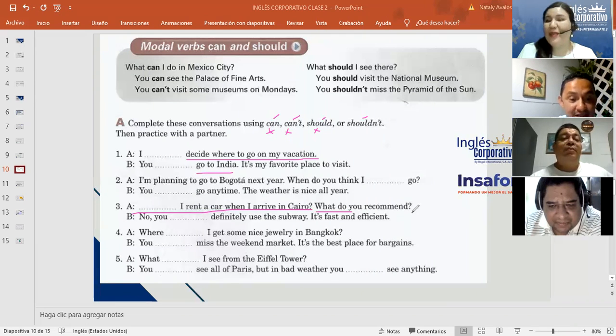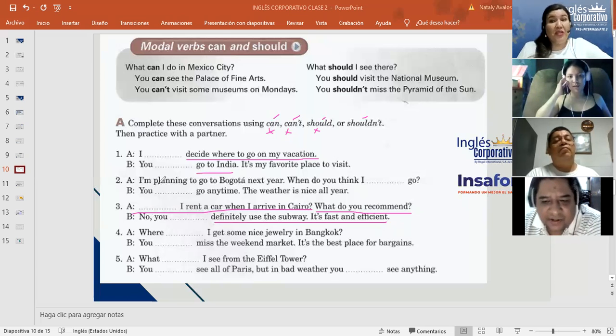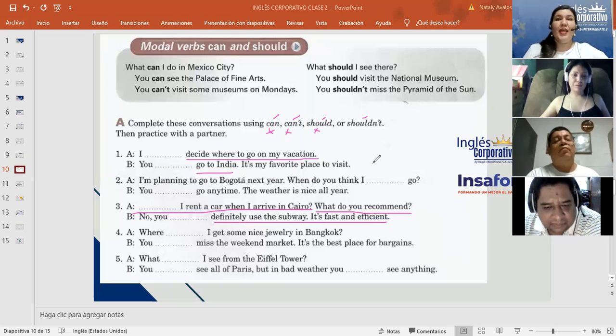What do you recommend? Should I rent a car when I arrive in Cairo? No, you shouldn't rent a car. You should definitely use the subway. It's fast and efficient. You should.